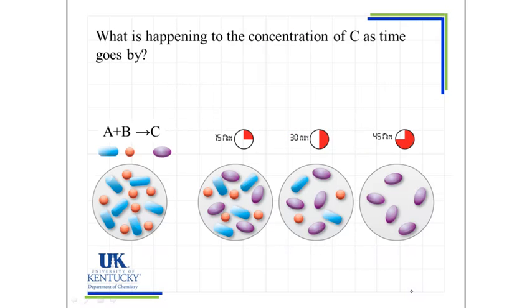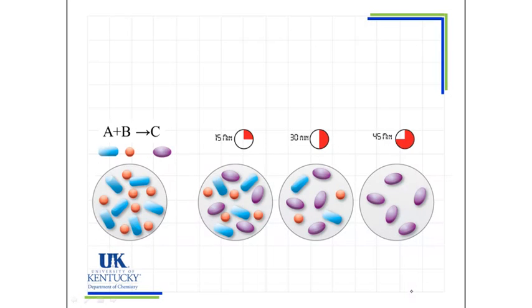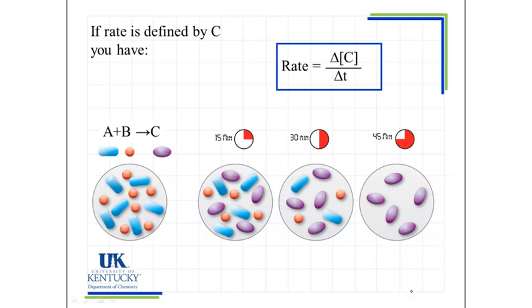Now let's look at C. C is our product. What's happening to it as time goes by? Well, it is increasing. We're getting more and more of it. So if we're monitoring the rate of the reaction in terms of C, we are not going to have that negative sign in there. We can just do change in concentration of C with respect to time. No negative sign is needed.